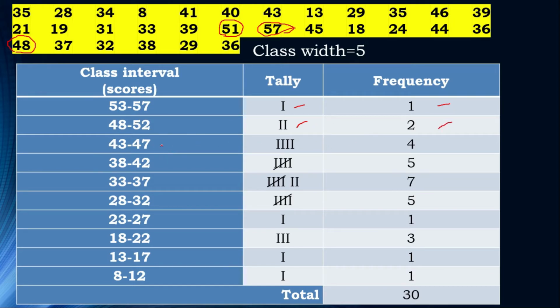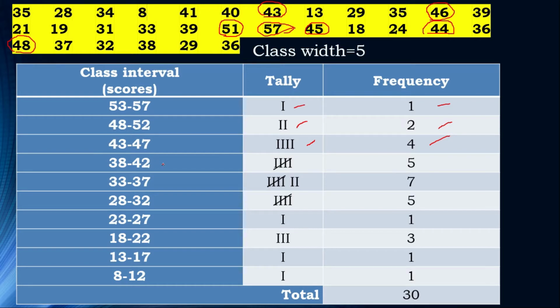Then next, ano yung sulat natin class interval? We have here 43 to 47. So, hanapin natin 43, 1. Okay, kunin din natin yung 46 kasi nasa loob siya ng class interval na 43 to 47. Also, we have here 45. Also have here 44. Ano pa? So, wala na. Meron lang tayong 1, 2, 3, 4. So, meron tayong 4 na tally dito. At syempre, 4 din yung lalagay din natin sa frequency.